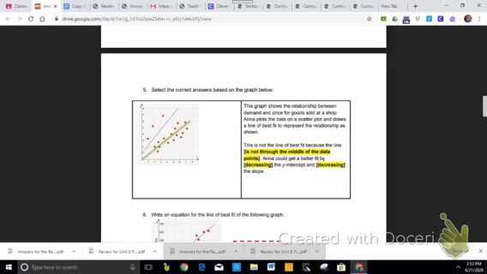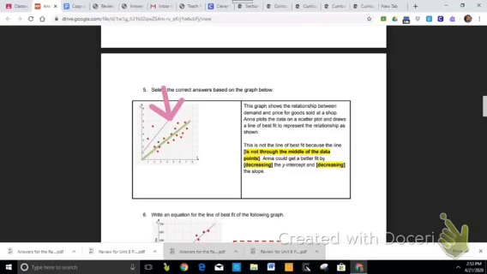Okay, number 5. Number 5 is a bit tricky. Let's investigate what they're looking for. Select the correct answers based on the graph below. This graph shows the relationship between demand and price of goods sold at a shop. Anna plots the data on the scatter plot and draws a line of best fit to represent the relationship as shown. Okay, this is the line that Anna drew.